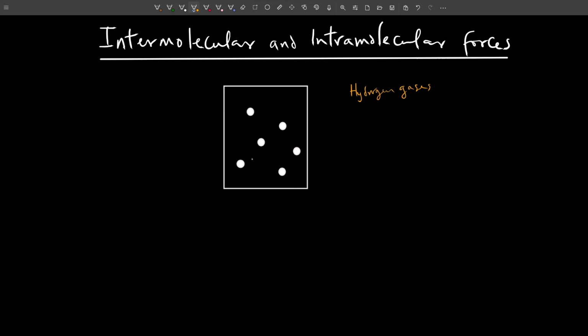Now there is a force of attraction between each gas. So this hydrogen gas will be attracted to this hydrogen gas, and this hydrogen gas will be attracted to this hydrogen gas, and so on and so forth. So there will be a kind of attraction between each gas molecule. You understand? And that force of attraction between the gas molecules is called intermolecular force. So intermolecular force basically is the force of attraction between two molecules.